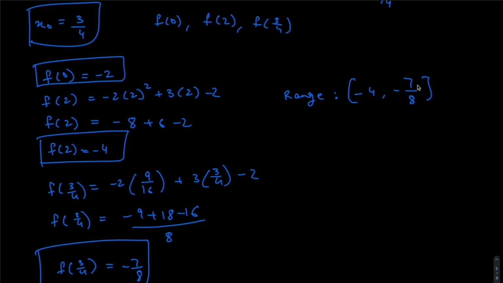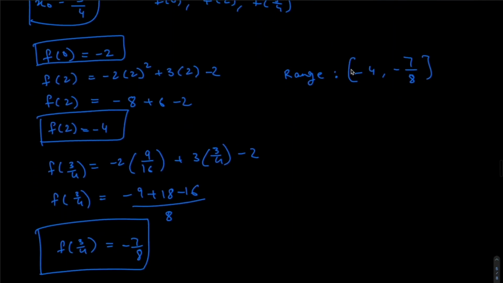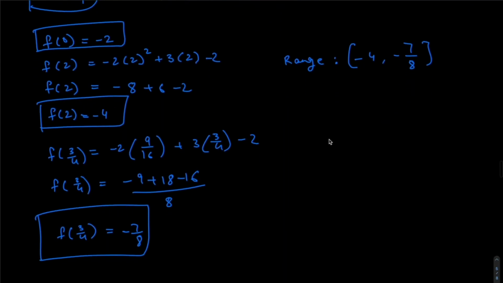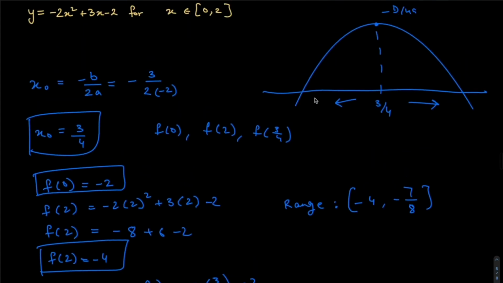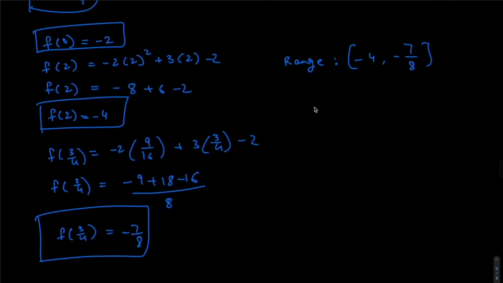Now, that's not the exact question, right? The question asked me to find the difference between the least and the greatest value of the function, right? So all I have to do is just subtract them. So that's not my range. It's my range, but I have to find the greatest and the least values, right? I have to find the difference between them. I apologize. So all I have to do is just minus.